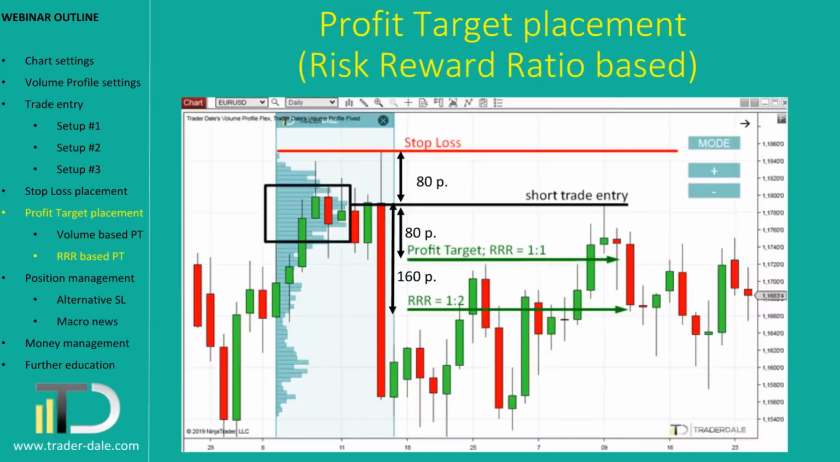It will probably be better visible on the picture. So again, the same picture as before. There is the strong volume area and strong resistance zone at the short trade entry. And imagine you placed your stop loss in the no volume area. Imagine it's 80 pips from your short trade entry. So if you want to trade with risk-reward ratio 1, then your take profit will also be 80 pips, the same as the stop loss. If your risk-reward ratio is 2, then the profit target will be 160 pips.